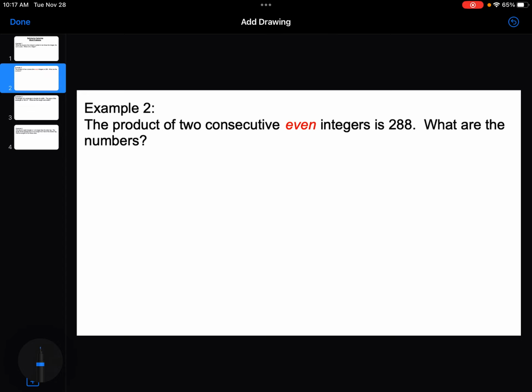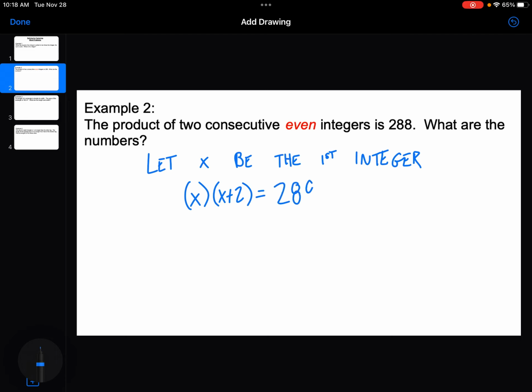If we look at this next one, we've got the product of two consecutive even integers is 288. What are the numbers? Well, let's let x be the first integer. And we know consecutive integers are plus 1, but this is consecutive even. So this would mean we'd have to have x, and we're doing a product, times x plus 2. It needs to be 2 away. Each even number is 2 away from the previous, and it's equal to 288.